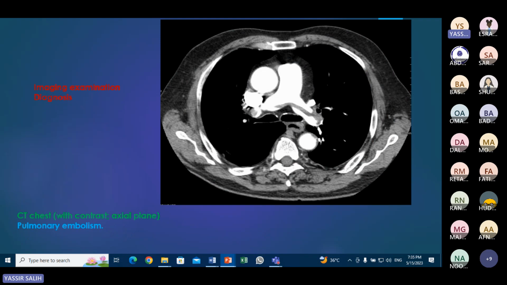Also, what is the imaging technique or imaging study? CT with contrast. Yes, CT with contrast. First we can say CT with contrast, or when the blood vessels are shown we can say CT angiogram. Either of them is correct. Now what abnormality do you see?